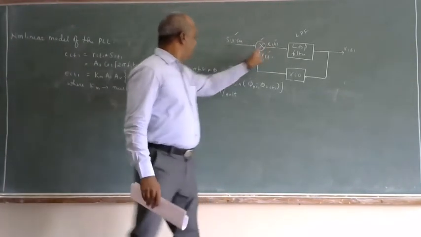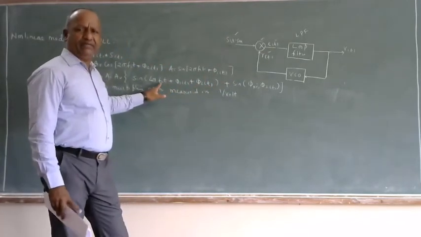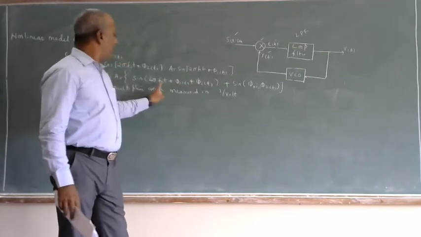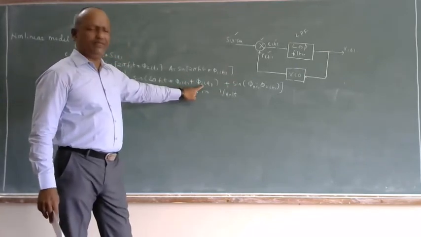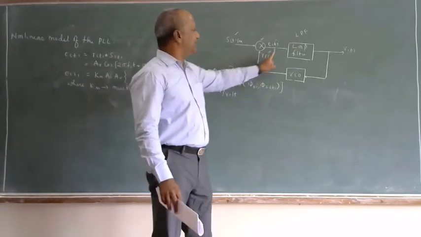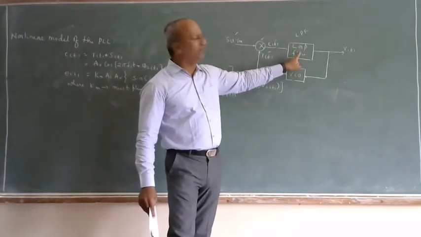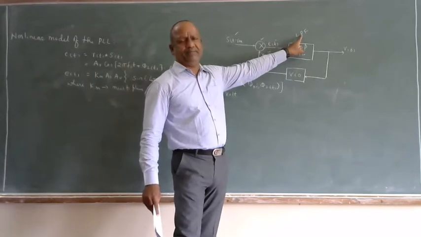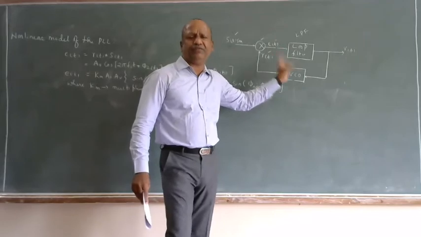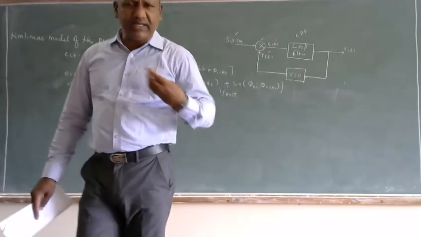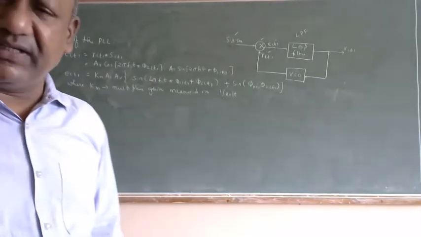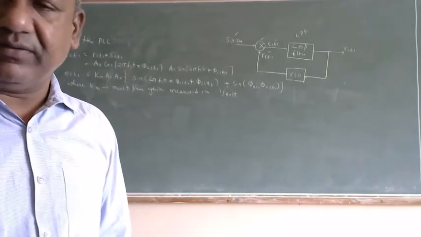See, my E of t is given by this equation, where E of t has two terms. One is a high frequency term, another is a low frequency term. Sin of 4 pi Fct plus phi 1 of t plus phi 2 of t is the high frequency component. Sin of phi 1 of t minus phi 2 of t is the low frequency component. It is the input to the loop filter, which is basically a low pass filter. So how will this filter respond to this input? What is the response of that filter? Is it a filter? Yes.